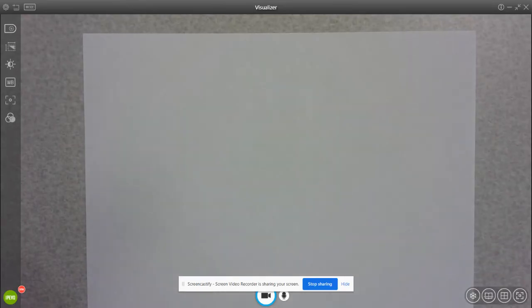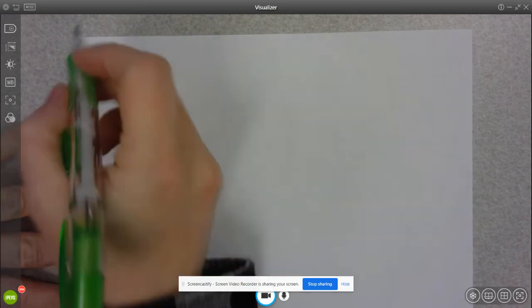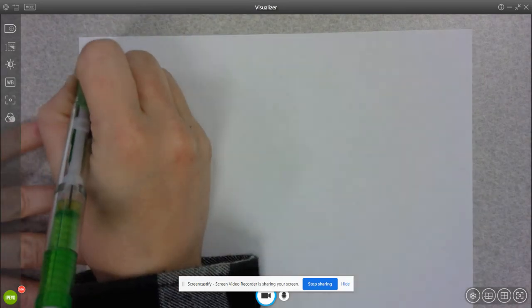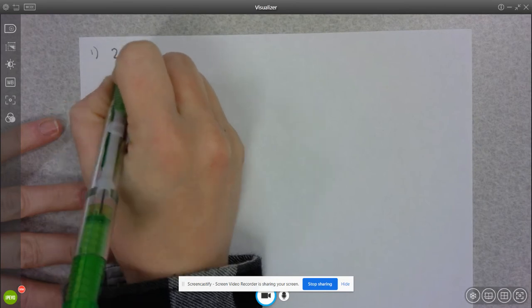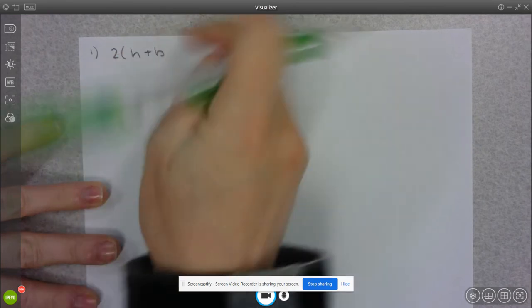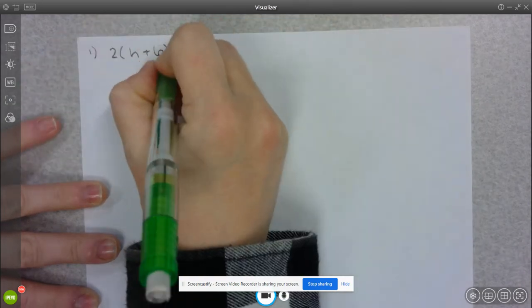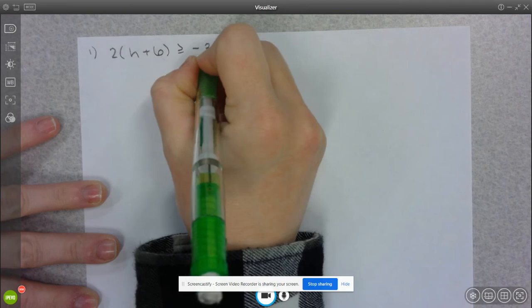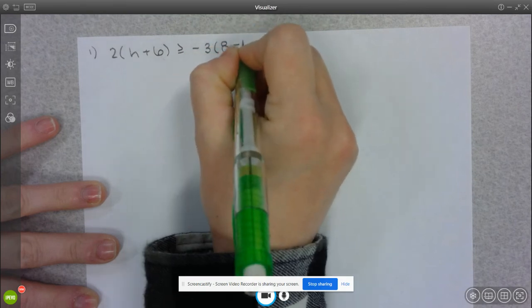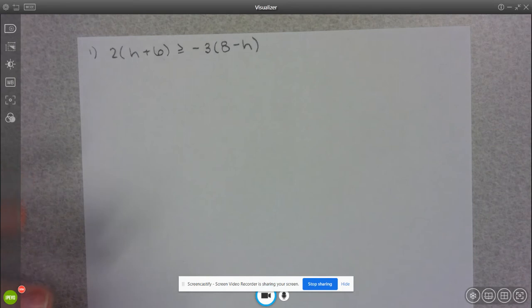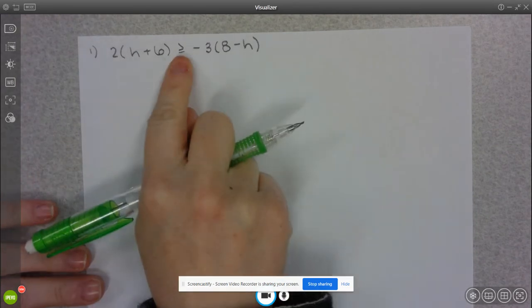So in this lesson, we're going to go through a couple examples of solving inequalities and talk about how this is different than solving an equation. So the first example we're going to start with is 2 times the quantity h plus 6 being greater than or equal to negative 3 times the quantity 8 minus h. At first glance, really the only difference in this case is this inequality symbol.